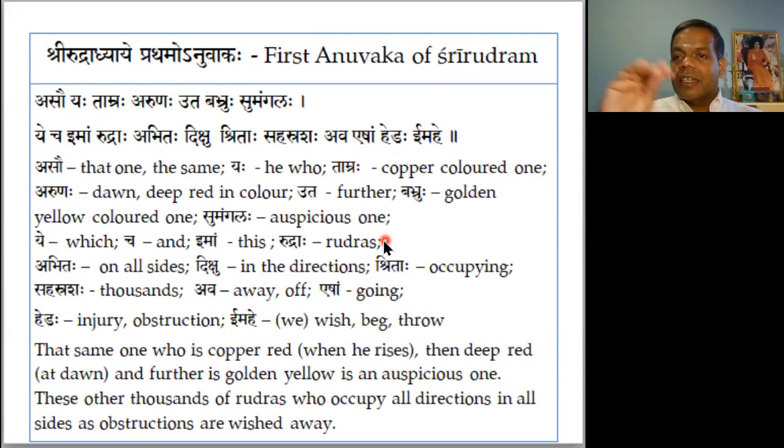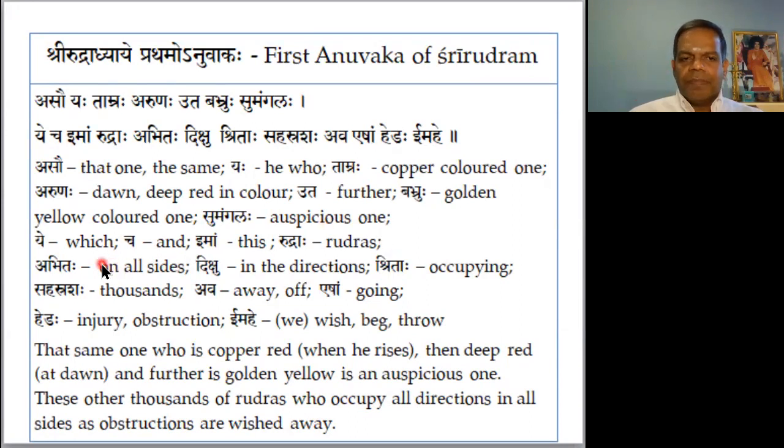Sumangalaha, he who is the most auspicious, divinely auspicious. Mangala is auspicious. Sumangala means the best, the divinely auspicious one. So they are describing Rudra with the sun. He is the Pratyaksha Rudra, the Rudra whom we can see. So you can see how the sages went into ecstasy by looking at the sun which is rising. And they say he is the auspicious one. He does all auspiciousness.